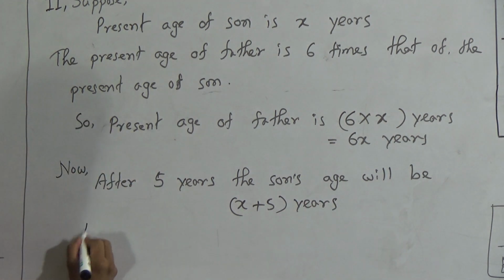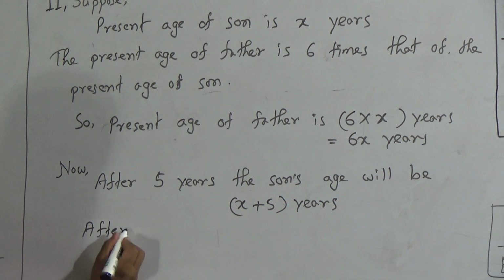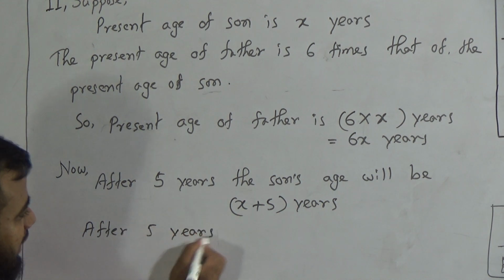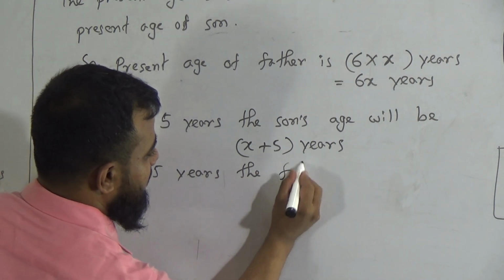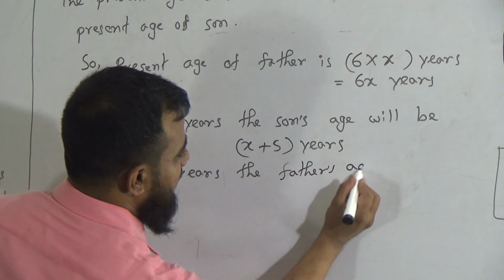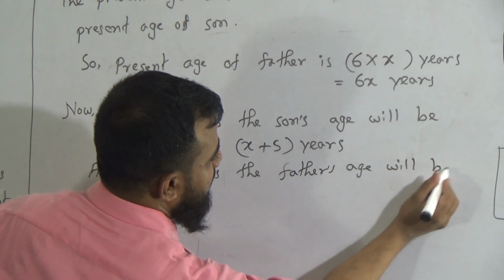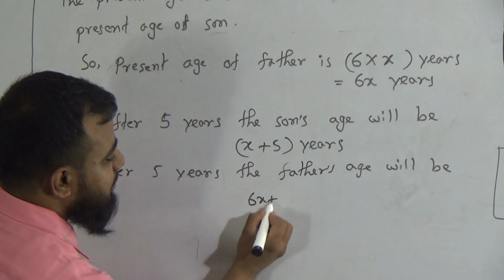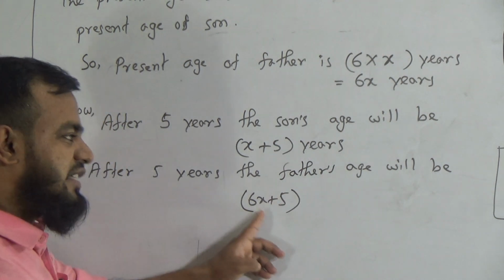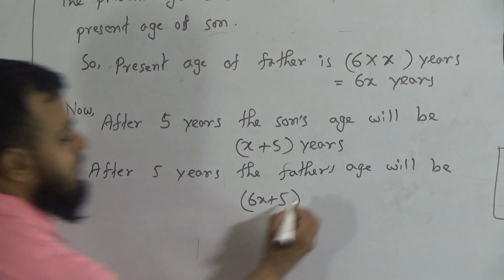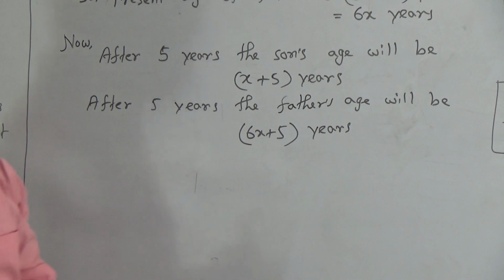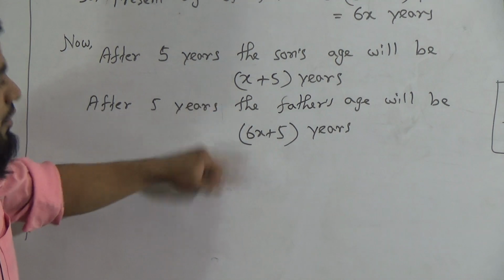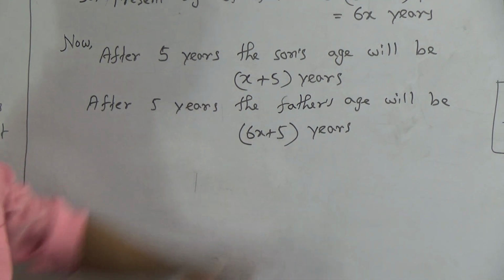Like this, after 5 years the father's age will be 6x plus 5 years, because the present age of father is 6x, and we add 5. Now the question says that after 5 years the sum of ages will be 45. So according to the question, x plus 5 plus 6x plus 5 is equal to 45.